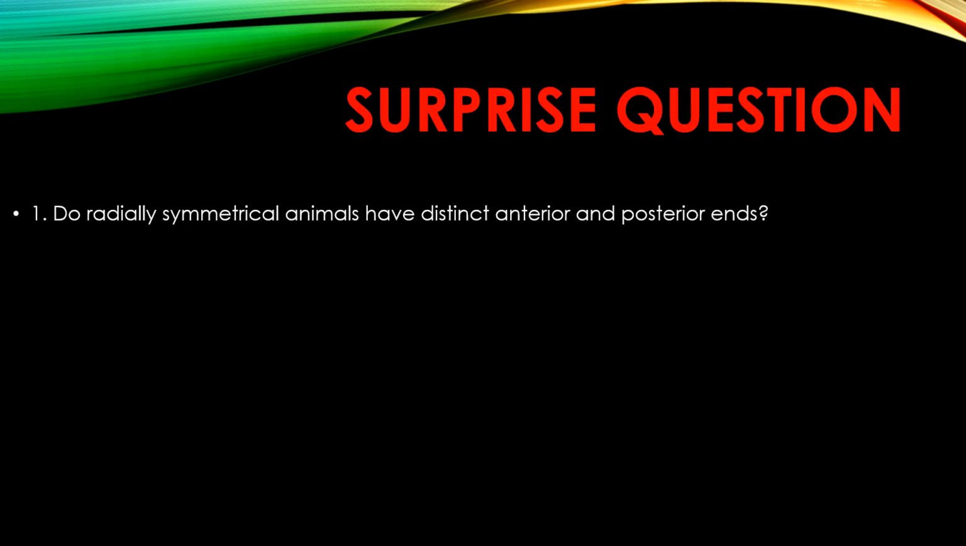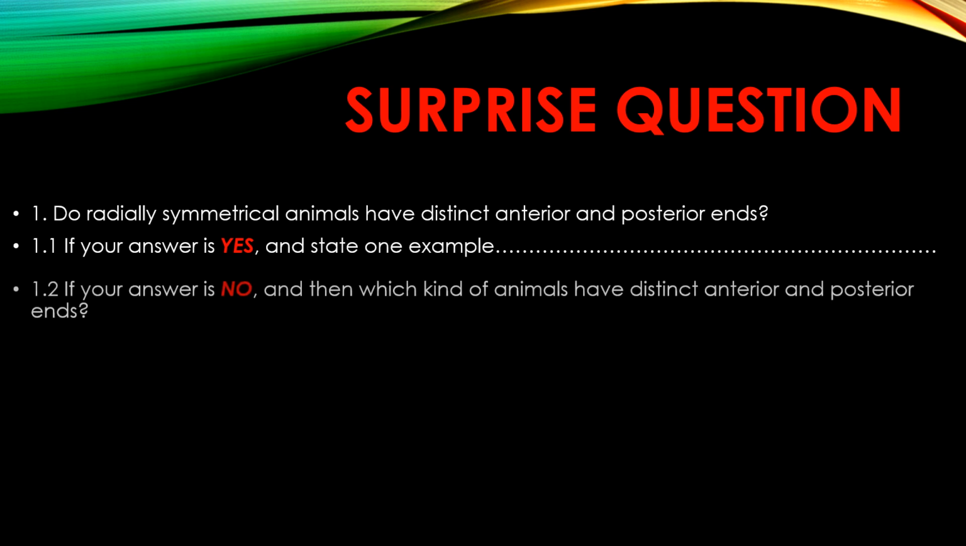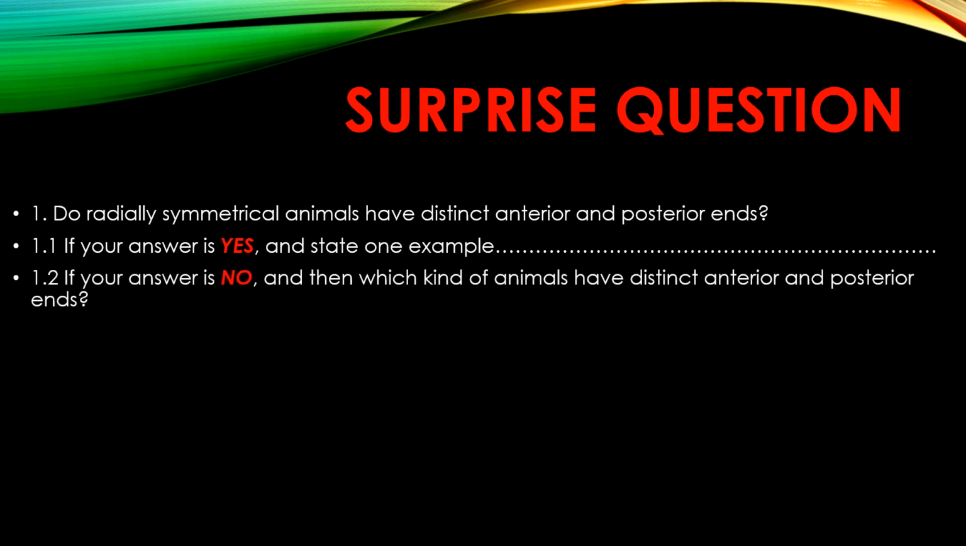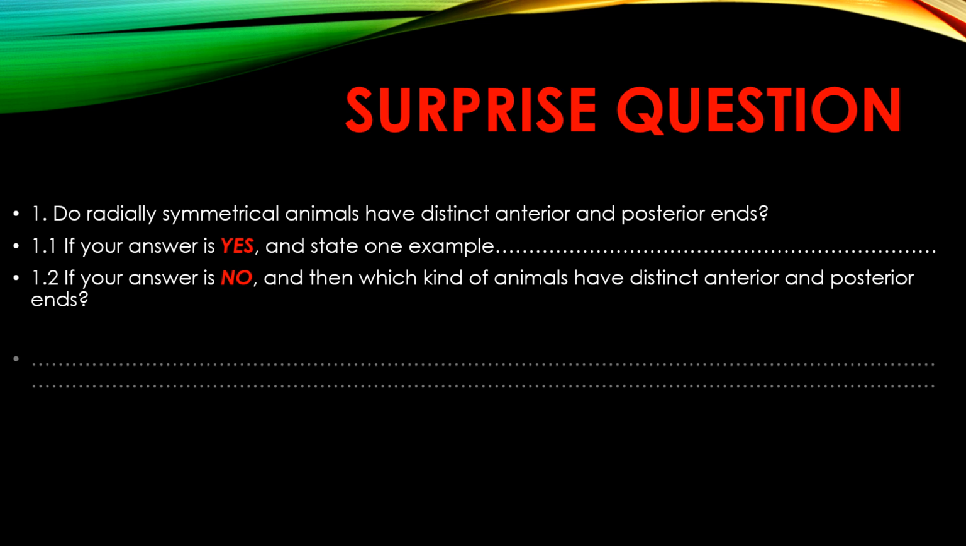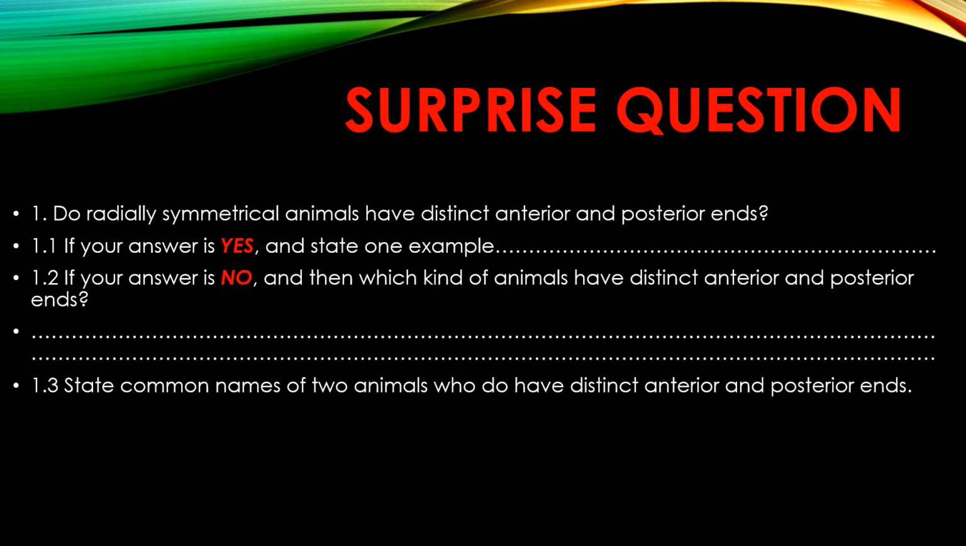Let's try to answer this surprise question. Do radially symmetrical animals have distinct anterior and posterior ends? If your answer is yes, state one example. If your answer is no, then which kind of animals have distinct anterior and posterior ends? And the third part of this question is, state common names of two animals that do have distinct anterior and posterior ends.